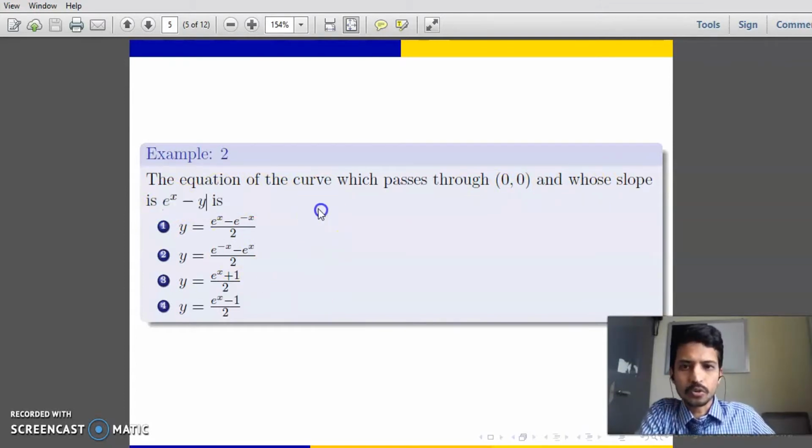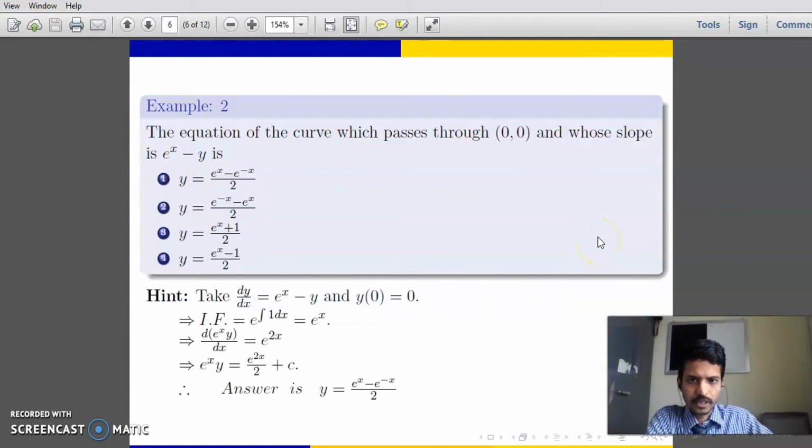Now the question is how to relate this question to a differential equation. You need to observe the hint given in the question: the word slope is used. So therefore, slope stands for first order derivative. So I will take that first order derivative, dy by dx, is equal to e to the power x minus y.